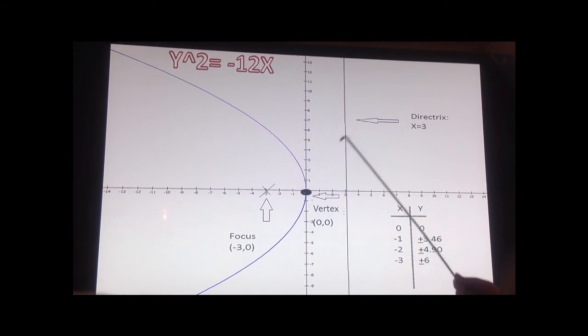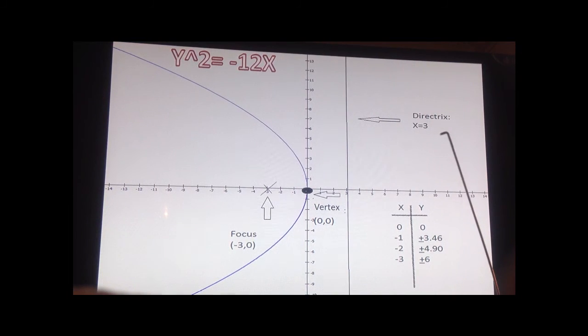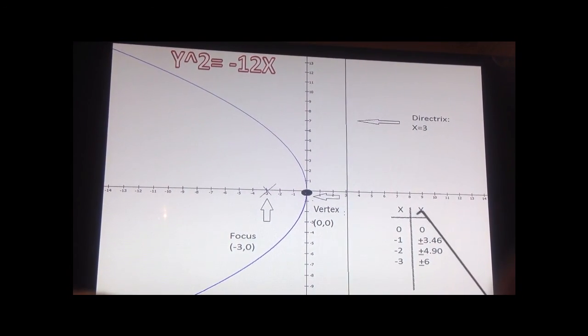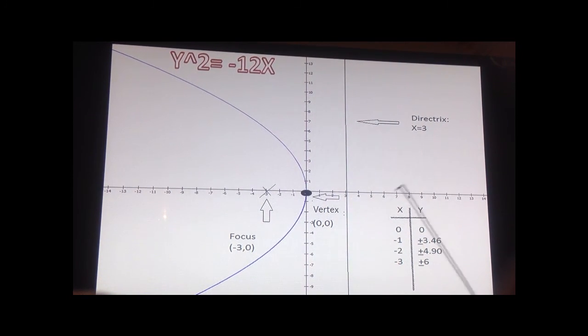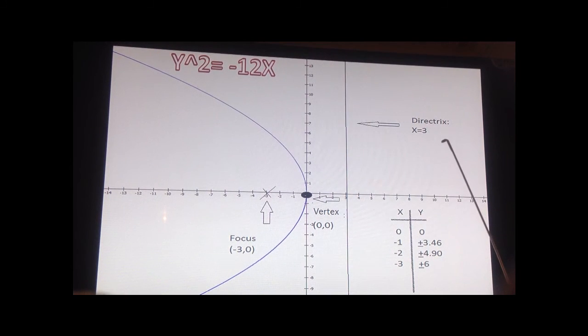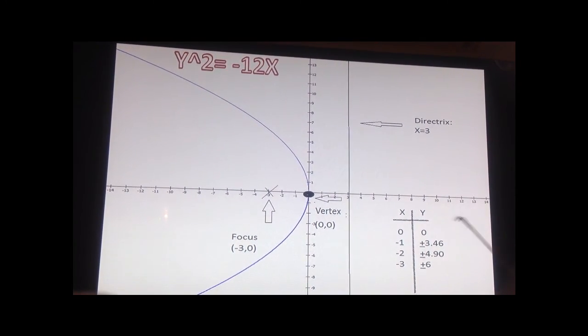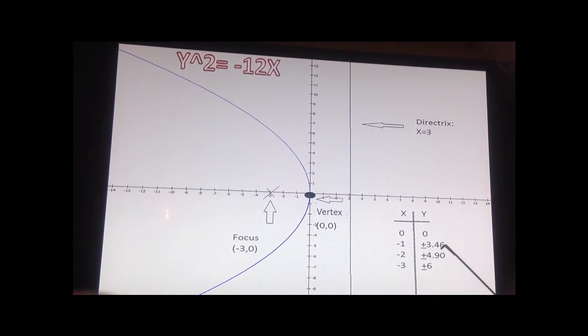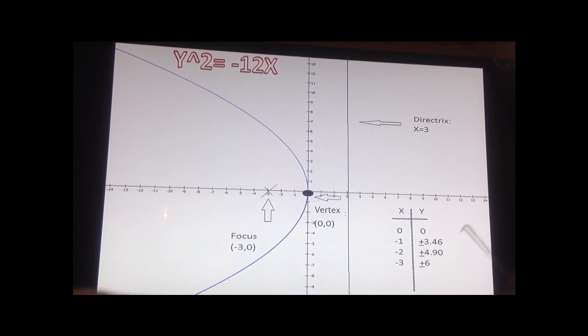To find the focus, we use the equation negative 12 equals 4p to find a focus of negative 3, 0. The directrix is the same distance away from the vertex but in the opposite direction and is perpendicular to the axis of symmetry. In this case, the directrix is x equals 3. We have plotted out some points on this graph: 0, 0, negative 1 plus or minus 3.46, negative 2 plus or minus 4.9, and negative 3 plus or minus 6.